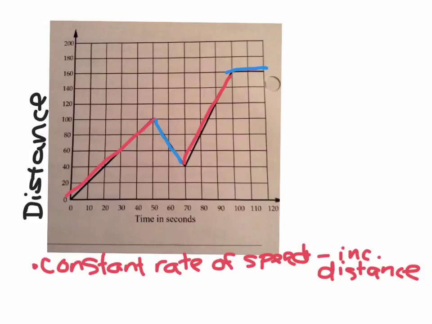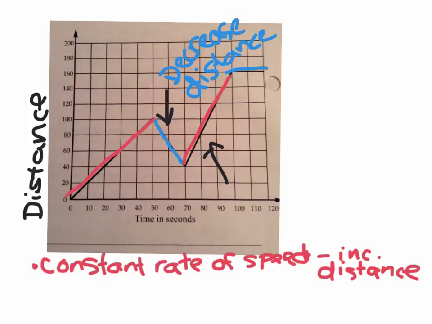Now, for this blue area here, notice that we are decreasing distance. So in this scenario, maybe the person turned around for some reason. Okay, maybe to catch up with a friend, to mail a letter, maybe he forgot his lunch halfway and he texted his mom who met him part of the way. Then we start increasing distance again. Notice again, constant rate of speed.